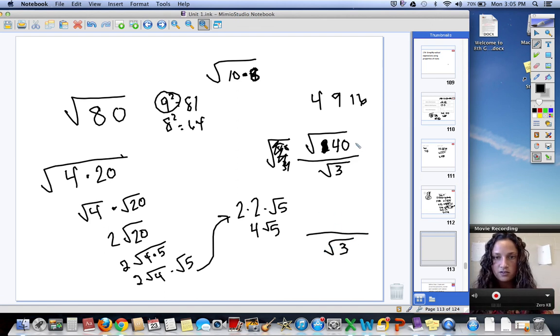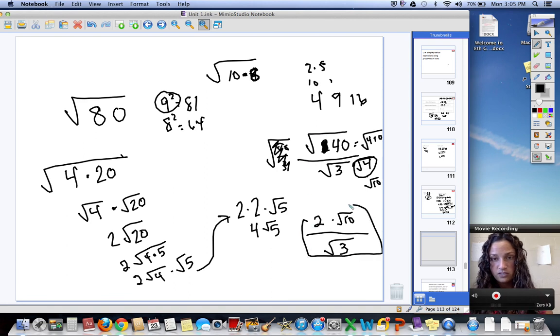But the square root of 40 I can think of as 4 times 10, which is the same as the square root of 4 times the square root of 10. Square root of 4 is 2, square root of 10. So now I have to think, can I simplify the square root of 10 anymore? I have 2 times 5, neither of those are perfect squares, or 10 times 1, and neither of those are perfect squares. So that would be my final simplified answer. So it would just be 2 root 10 all over root 3.